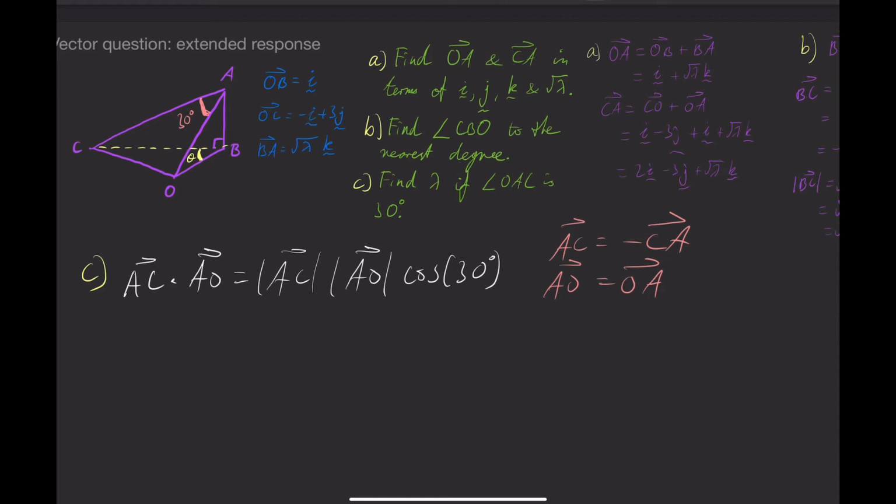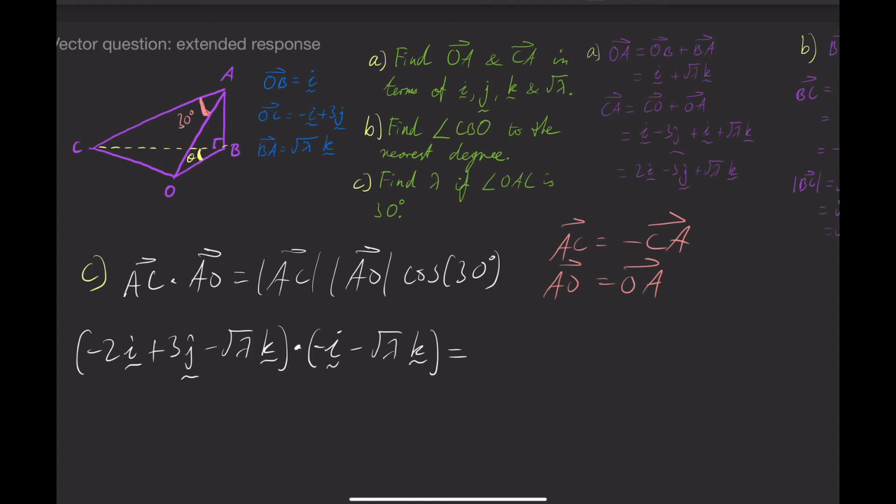So AC is negative CA, so what we're finding is the dot product of negative 2i vector plus 3j vector minus root lambda k vector, and that's being dotted to AO, and AO we found to be negative i vector minus root lambda k vector. Okay, so give that a second to sink in.